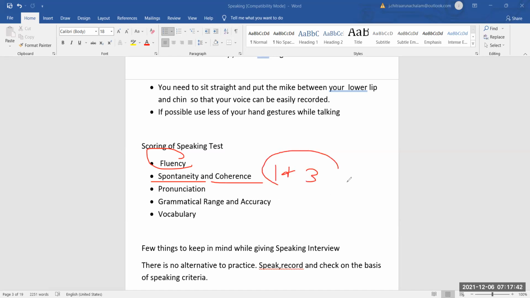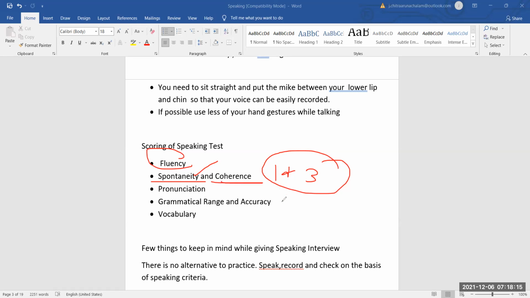And then spontaneity and coherence for part one and part three. You don't have preparation time at all. So even if you come up with unfamiliar questions, difficult questions, it's very important to answer spontaneously. In upcoming sessions, I'll be teaching you how you can buy time, and how you can encounter unfamiliar questions. So whatever questions you deal with, you are supposed to be very spontaneous.